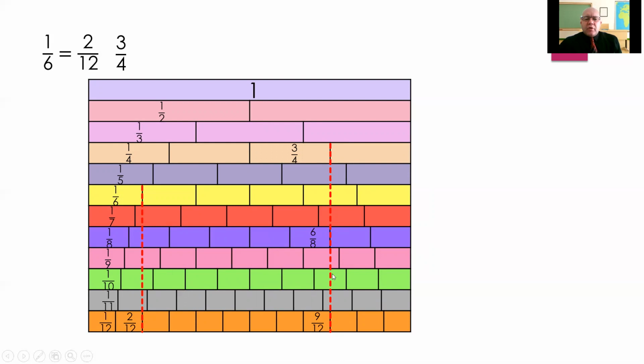And then again, it crosses at the bottom on the 12th row, 9 twelfths. So 3 quarters is equal to 6 eighths. It's also equivalent to 9 twelfths. Okay, we can also say that 6 eighths is equivalent to 9 twelfths. These 3 fractions are all the same size.